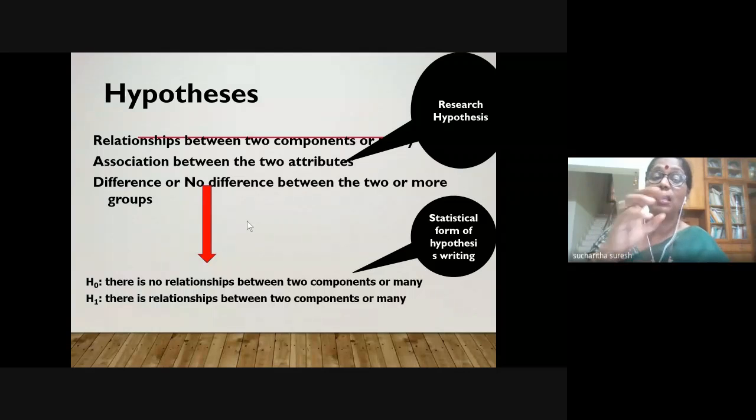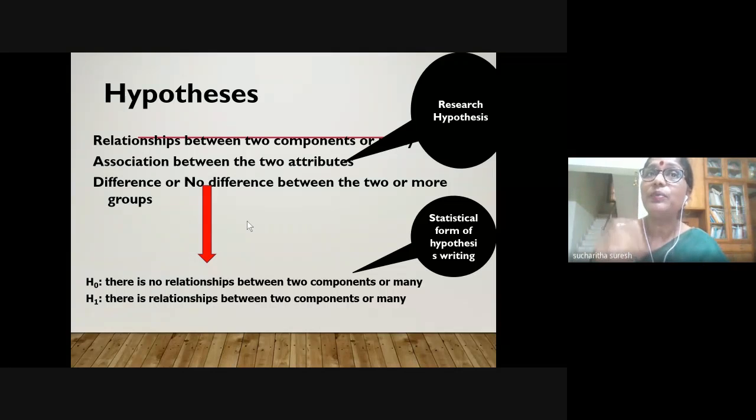If you prove or disprove the null hypothesis, your research hypothesis also will be taken care of. How? If I say reject the null hypothesis, the meaning is that there is a significant association. If I say accept the null hypothesis, the meaning is that there is no significant relationship. Your research hypothesis says there is a significant relationship, but my statistical analysis gives reject null hypothesis. Then my research hypothesis is accepted, correct?